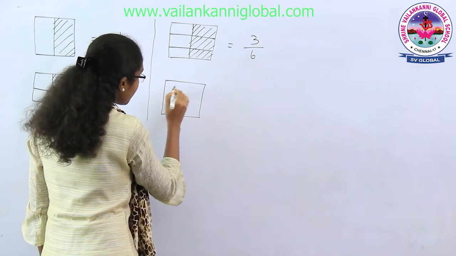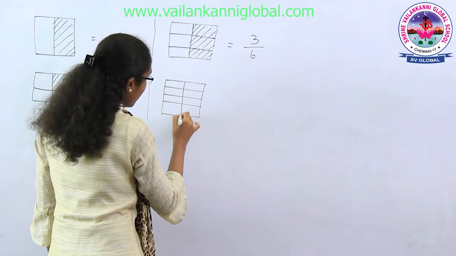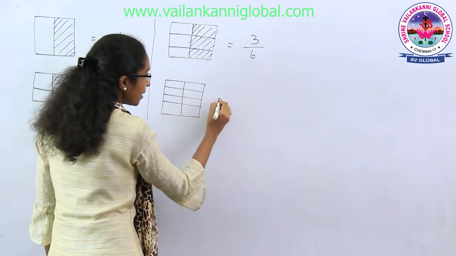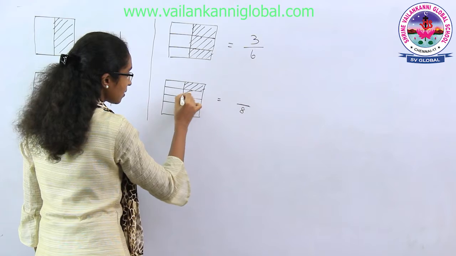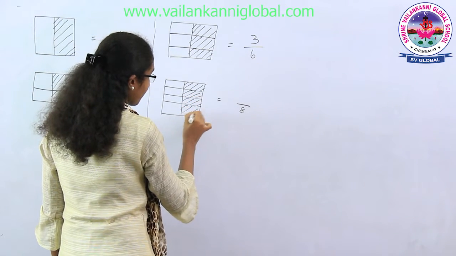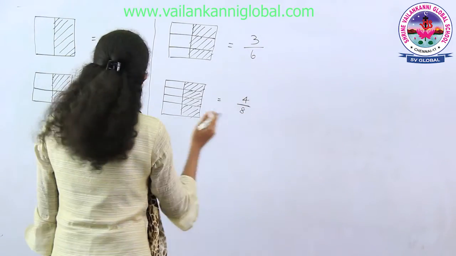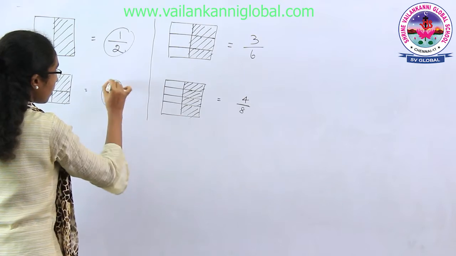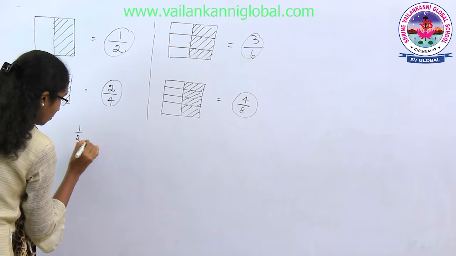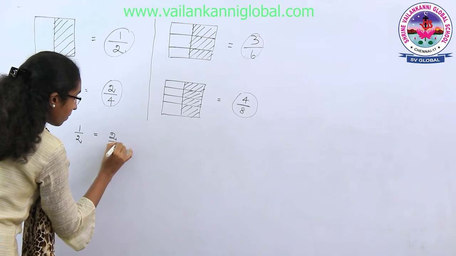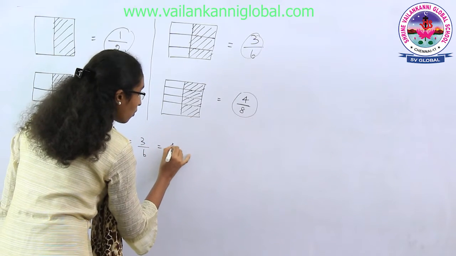In the next, we are dividing into 8 parts. So 8 parts is written as 8 in the denominator and shading 4 parts will be written in the numerator. So it's 4 divided by 8. So now take all the fractions alone. 1 divided by 2 equal to 2 divided by 4 equal to 3 divided by 6 and 4 divided by 8.